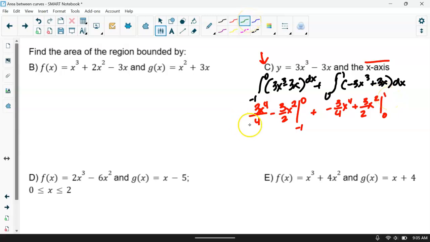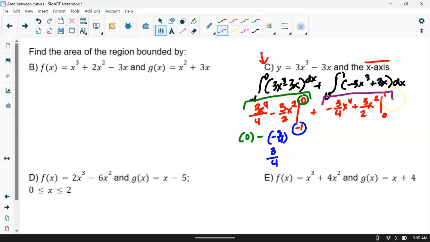So now we need to figure out what's our area of this section here. Substitute x with 0, you get 0 minus, now substitute -1 in for x, and you should get -3/4, which means the area for our first section is +3/4.